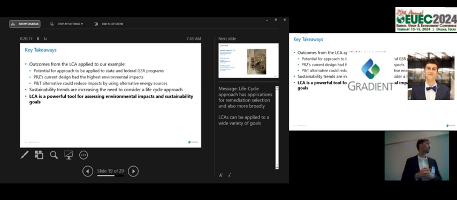And I just wanted to put this out there as well. Obviously, this process can be applied not just to remediation, but it's also a powerful tool overall to evaluate environmental impacts and your various sustainability goals.